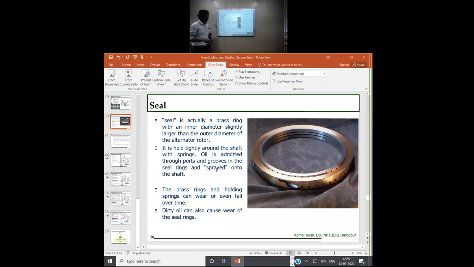A labyrinth seal, what I told was used for sealing of the turbine. If you go to study the turbine, it will have a labyrinth seal.